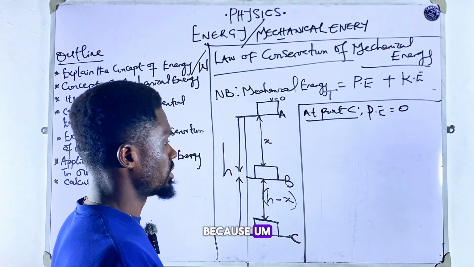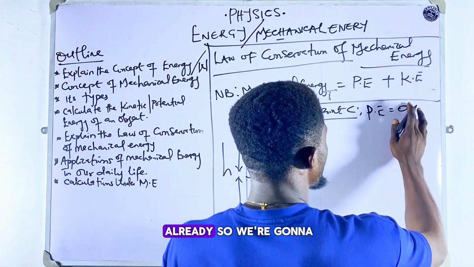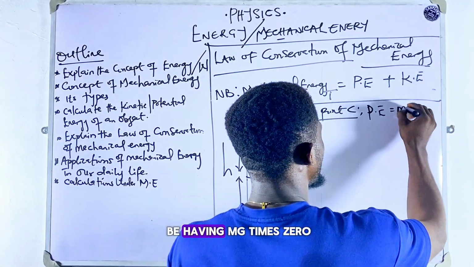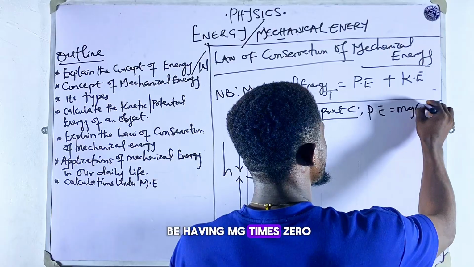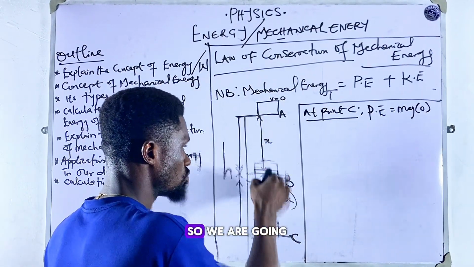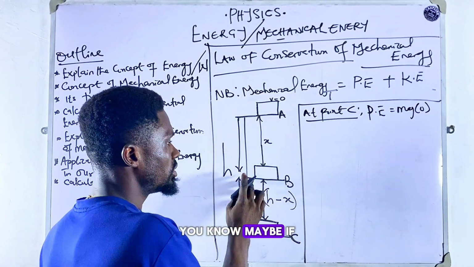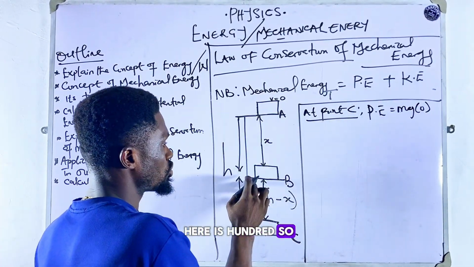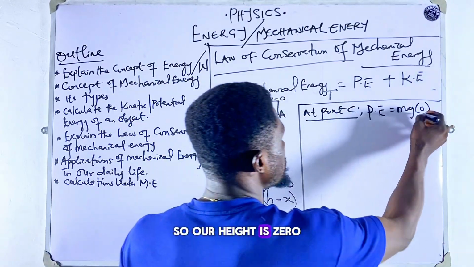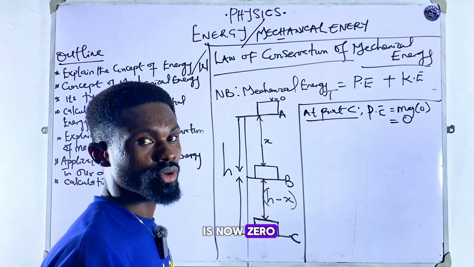Yeah, because our height here is already 0, so we're going to have mg times 0. Our height is already 0 because we are moving from here to here. So we are going down. We have covered the whole height. Maybe from here to here is 100, so this is 50 to 0. So our height here is 0. So my potential energy is now 0. Are you getting my point?